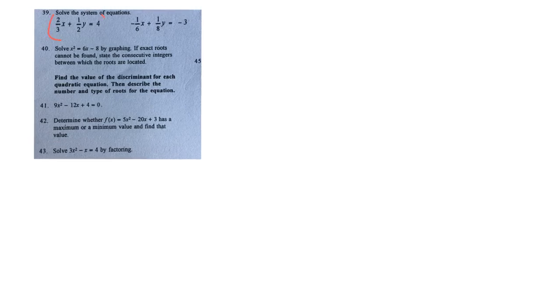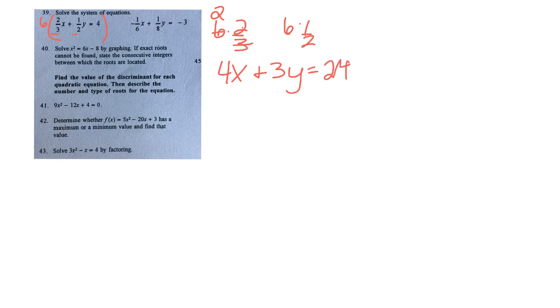So I'm going to multiply the first equation. The common denominator for 3 and 2 is 6. And so that's 6 times 2/3. 3 goes into 6 twice. 2 times 2 is 4x. And 6 times 1/2 is 3y equals 6 times 4, 24.